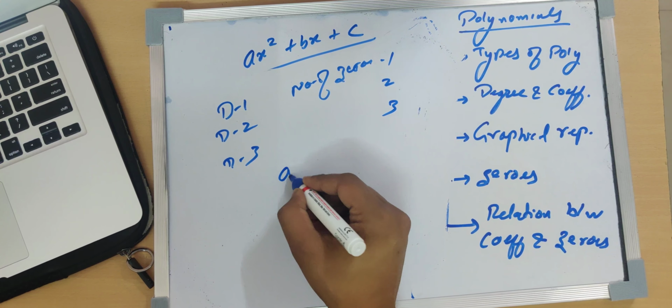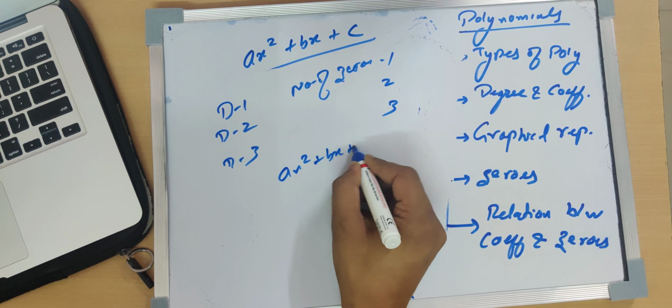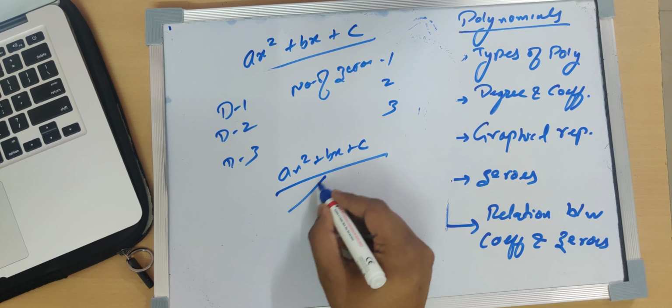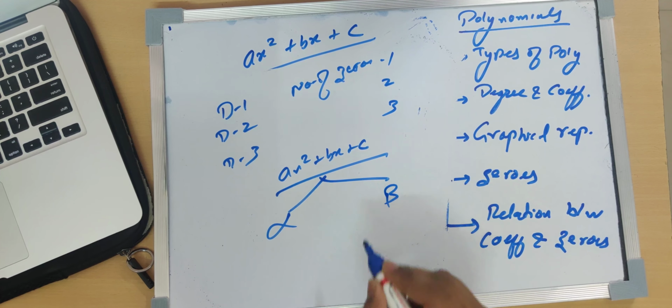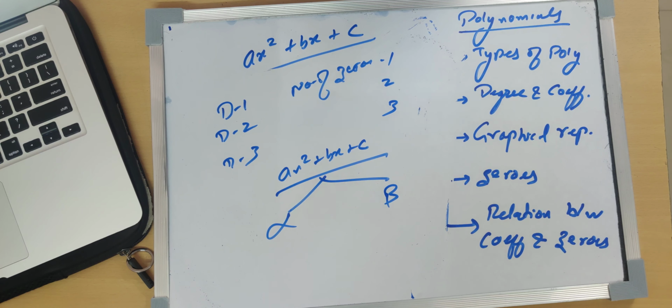So if we are talking about a quadratic polynomial, we will always get 2 zeros, and we call them alpha and beta. These are just names. You can also call them a and b or p and q, but the mathematicians have given alpha and beta, and because this is universally used, we are using alpha and beta, right?